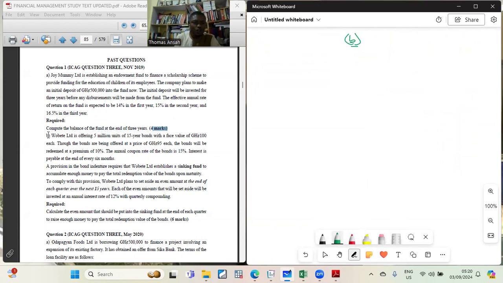So now the B part says that Oberty Limited is offering a 5 million unit, 15-year bond with a face value of 100,000 each. All right, so we have 5 million bonds. The face value is 100 each, and that gives us like 500 million, right? Yeah, so 100 each. It says that though the bonds are being offered at the price of 95 each, the bond will be redeemed at a premium of 10%.